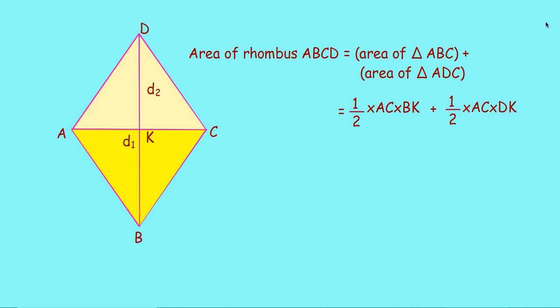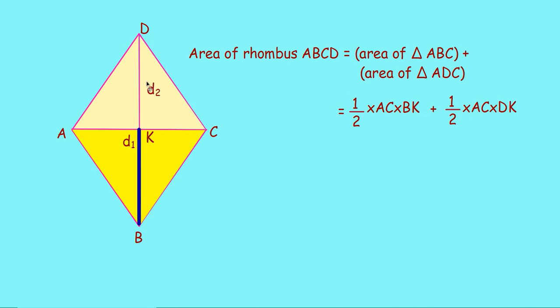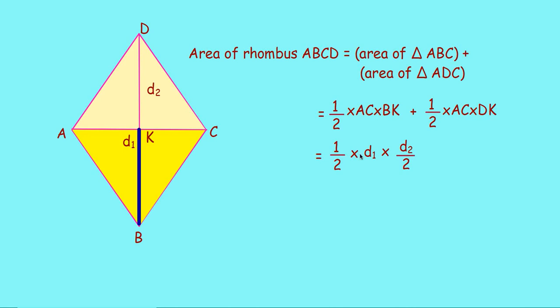Now what is the length BK? BD is equal to D2. Then BK you can write as half of D2 because diagonals of a rhombus bisect each other. And AC, the length, you can write as D1. So we can write half AC into BK as half into D1 into D2 by 2. Then half AC into DK you can write as plus half into D1 into D2 by 2.